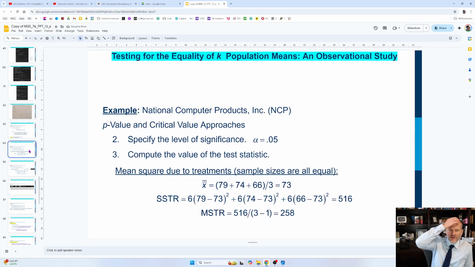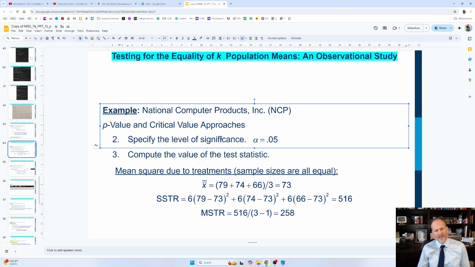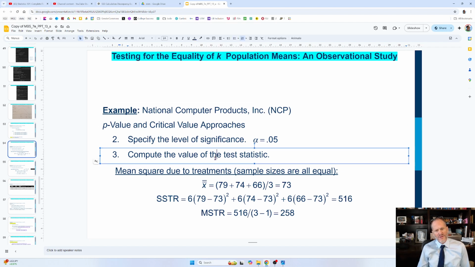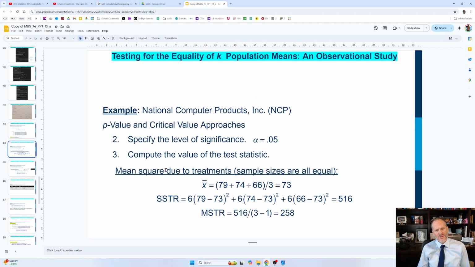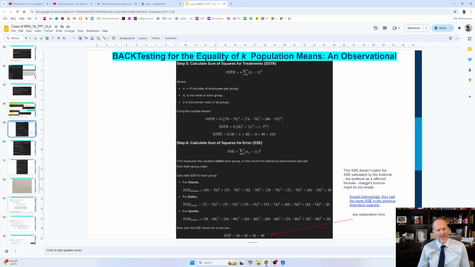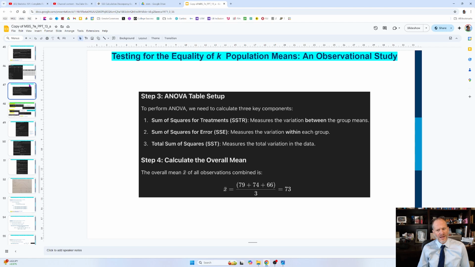And once we get our null hypothesis, we have the level of significance specified right there. And then we're going to compute the test statistics. So the mean squared due to treatment, so this is between the treatments, X double bar is equal to 73. And if we look up here to see what ChatGPT got for X double bar, it's 73.